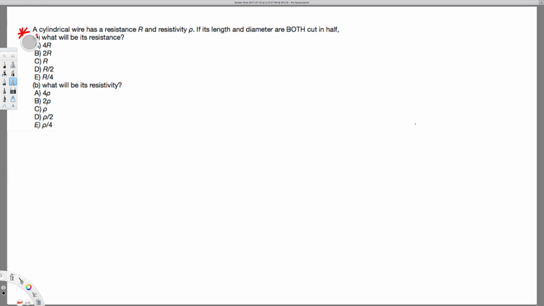The question is asking: a cylindrical wire has a resistance R and resistivity rho. If its length and diameter are both cut in half, what will be its resistance and what will be its resistivity? So let's do the first part first. We have a part that is asking what is the new resistance.